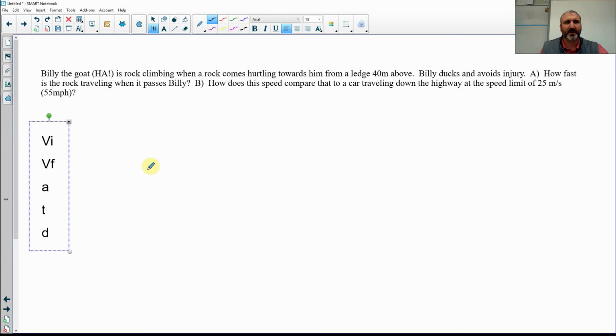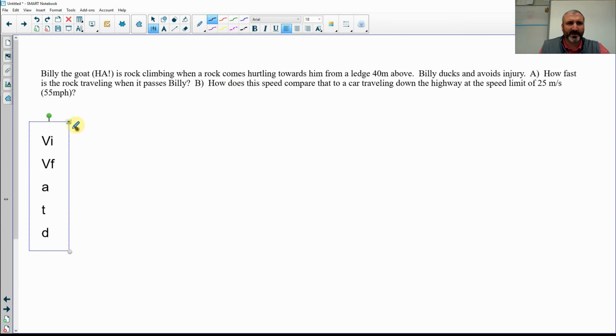Nope, almost last one. Billy the goat, bad joke, is climbing the rock when a rock comes hurling towards him from the ledge 40 meters above. Billy ducks and avoids injury. Good, thank goodness. How fast is the rock traveling, and how does this compare to a car traveling 25 meters per second? Okay, so the rock comes hurtling from 40 meters above.